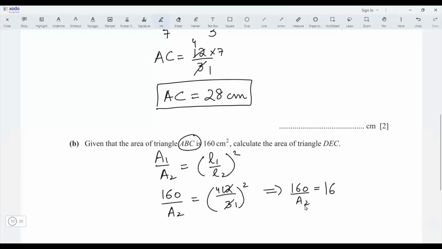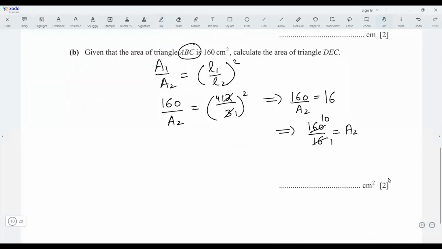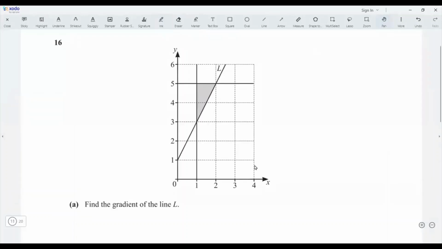Now cross multiply. So 16 will come here and A2 will go there. It is quite easy to solve. 16 times 1, and 16 times 10 is 160. So the answer will be 10, meaning 10 centimeters squared for the area of triangle DEC. I hope you understand till now. If you have any queries, write down in the chat. I'm just waiting for your replies.